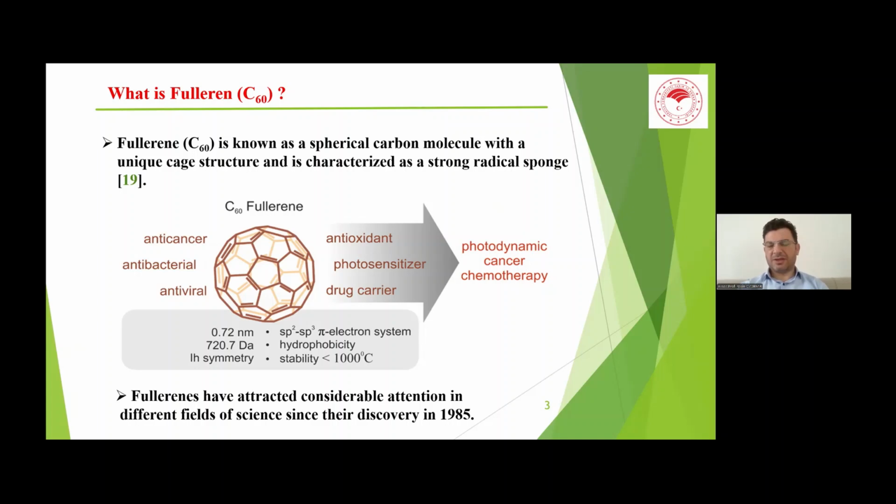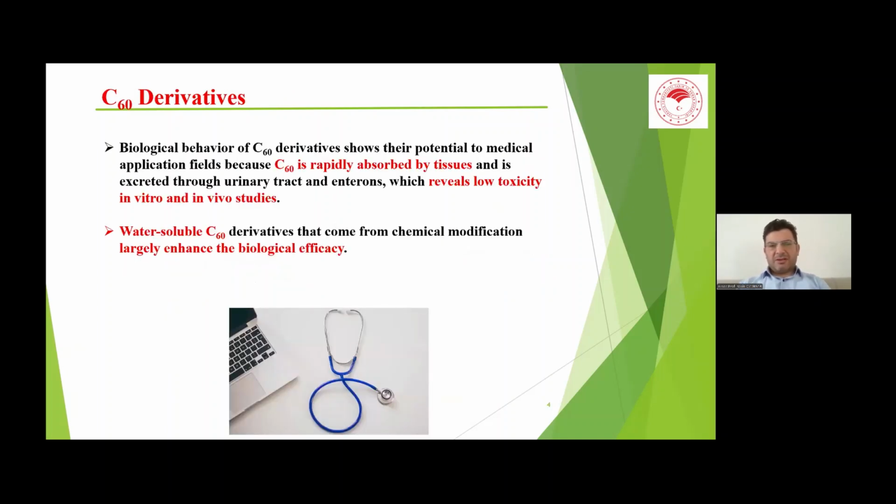It's not a newly invented fullerene. It was invented in 1985. There are also some derivatives of carbon 60 or fullerene. Fullerene is rapidly absorbed by tissue and shows low toxicity in in vitro and in vivo studies. There are also ongoing studies about its toxicological effects, and also its beneficial effects. There are a lot of ongoing studies about fullerene.